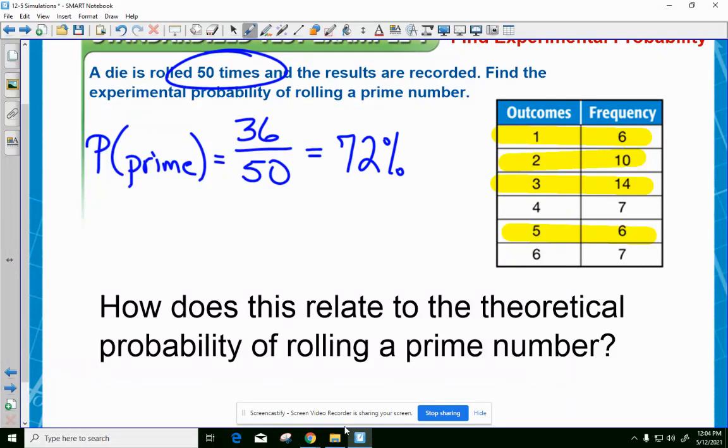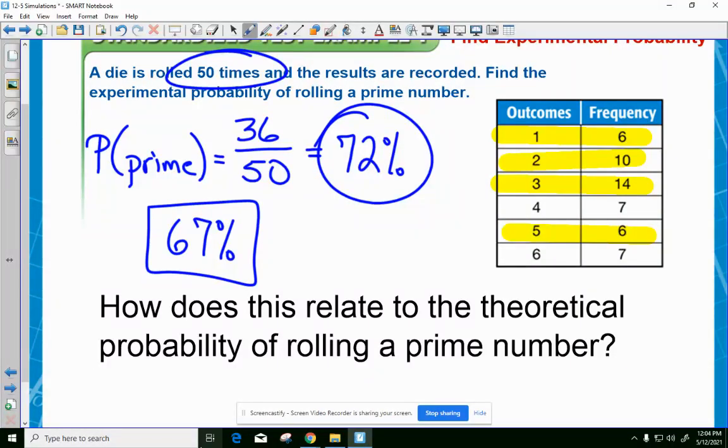What's the theoretical probability? We already said that. It was what? 4 out of 6, or we could reduce that to 2 out of 3. Give it to me as a percentage there. What's the theoretical probability? Round correctly. Nearest whole. Okay, so the theoretical probability is 67%. This is what should happen. And right now, this is what we're seeing happen, okay?